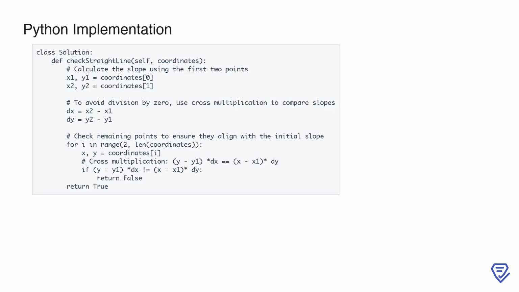This implementation is efficient with a time complexity of O(n), where n is the number of points, as it iterates through the list of points once. It also has a constant space complexity, O(1), as it uses only a few variables for calculations. This makes it a robust and optimal solution for the problem.